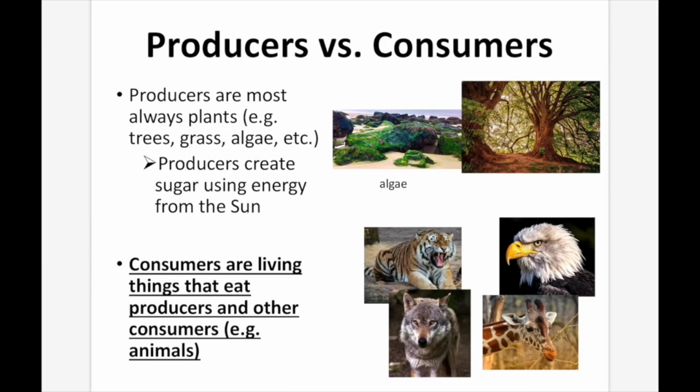Producers versus consumers. As we mentioned prior, producers are almost always plants. So for example, trees, grass, algae, etc. Producers create sugar using energy from the sun. They do not create energy, they create sugar, which then can be converted to energy through cellular respiration.